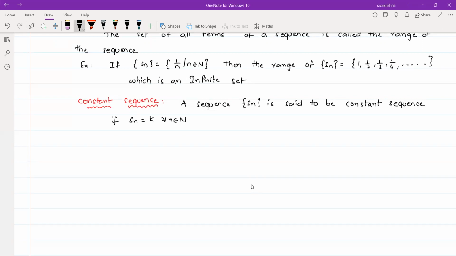So if all the elements in the sequence are the same, then we call that sequence a constant sequence. That is the definition of a constant sequence, for all n belongs to N, where k is a fixed number.